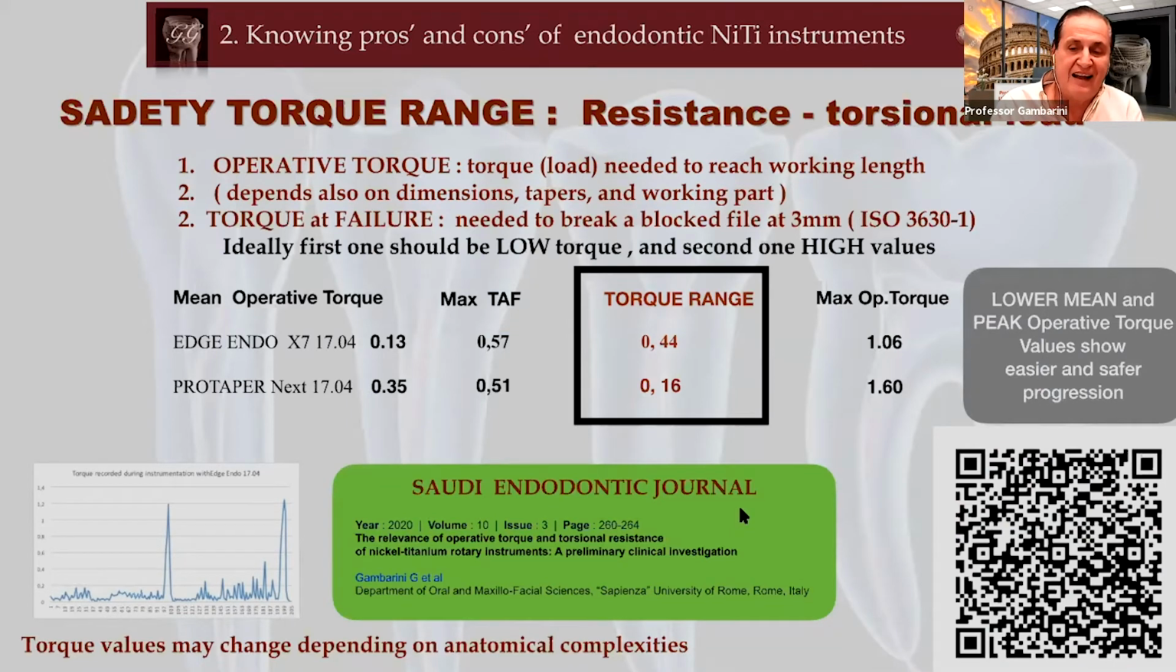And if we make a sort of comparison between the operative torque and the torque of failure, which is the torque needed to break a blocked file, we know that ideally the first one, the operative torque, should be low and the second one should be high. And so we introduced a new concept, which is the torque range, a sort of safety range that we can have in our instrument. If you look at this, it's a comparison between the torque we need to progress and the torque that is a risky one. So the EdgeEndo works way better than the ProTaper Next with a much wider, efficient and safe range. And this was also published this year in the Saudi Endodontic Journal, and you can take a screenshot if you're interested.